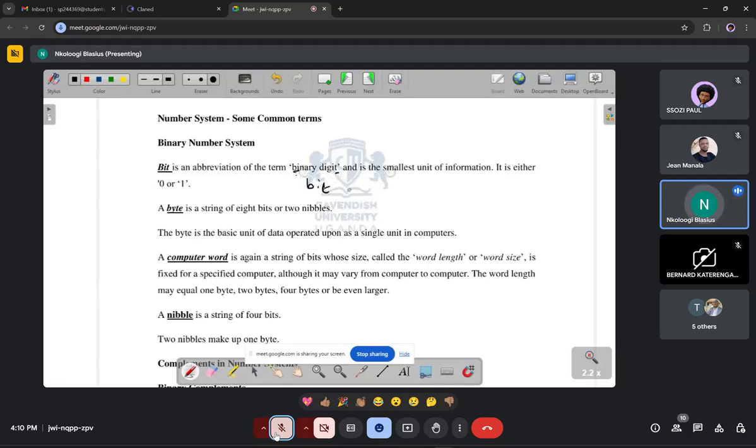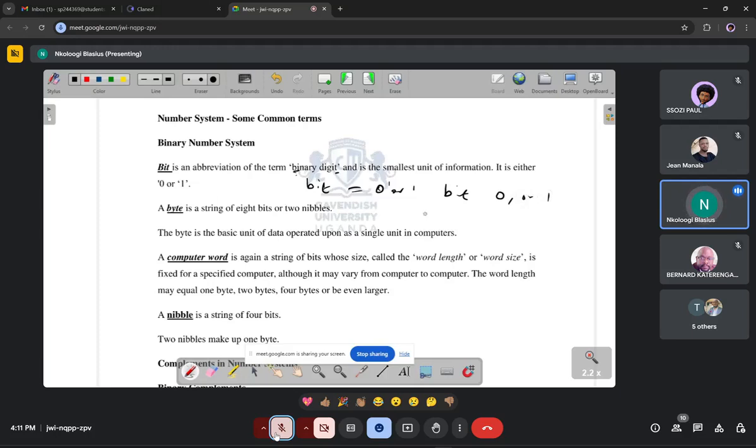So this means that it is the smallest unit of information that we can have stored on a digital system. It can either be a zero or a one. So when we say what a bit is, a bit can either be a zero or a one. That's what a bit means.